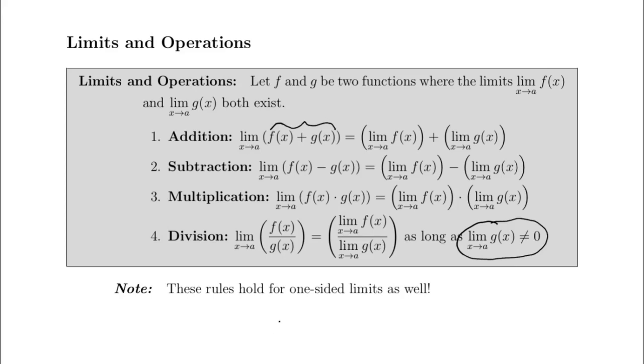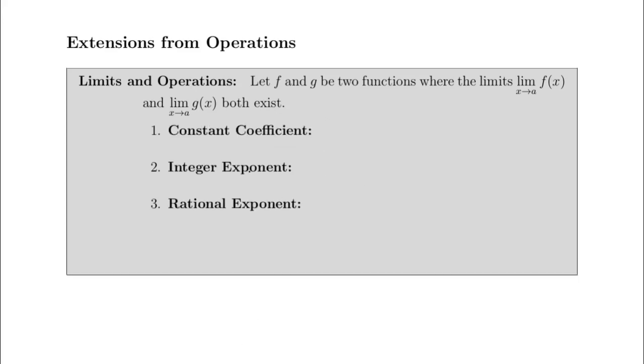Notice that these rules all hold for one-sided limits as well, which should make sense. If the two-sided limit of a sum is the same thing as the sum of the two-sided limits, then for those two-sided limits to exist, the left and the rights had to be the same thing, right? So of course the left side limits are going to act the exact same, and the right side limits will act the exact same as well. So one-sided limit statements like this would work as well.